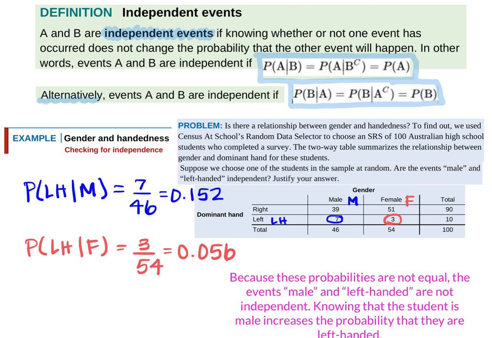But if they were the same, they would be independent, because it wouldn't matter if you're male or female. You'd have the same odds of being left-handed or choosing a left-handed student at random. But because these probabilities are not equal, the events male and left-handed are not independent. They are conditional. So knowing that the student is male increases the probability that they are left-handed, versus knowing that the student is female, which would decrease the probability that they are left-handed, because left-handed males happen more in this survey than left-handed females.